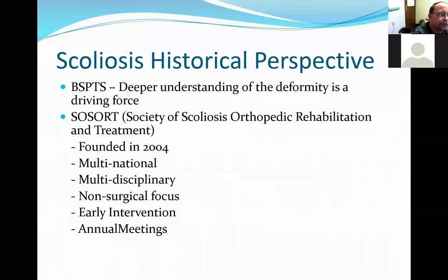You also have the SOSORT, which is Society of Scoliosis, Orthopedic Rehabilitation and Treatment. That was founded in 2004. It's multinational, multidisciplinary, with a non-surgical focus, early intervention, and they do have annual meetings. I have yet to have the opportunity to attend one of the meetings, but hopefully soon we can work out something with Norton for me to be a part of that.